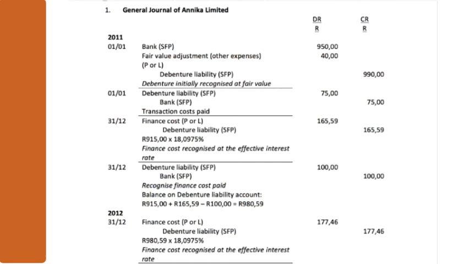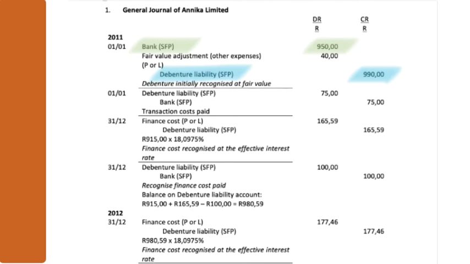If we now go back to the first journal that happens on day 1, initial recognition, we now know that the debenture liability has to be recognized in terms of the rules of financial instruments at fair value, and we have just calculated that fair value. That was the PV amount of 990 Rand. This journal, however, now doesn't balance because the bank amount, what the issuer really received, was 950, the discounted amount.